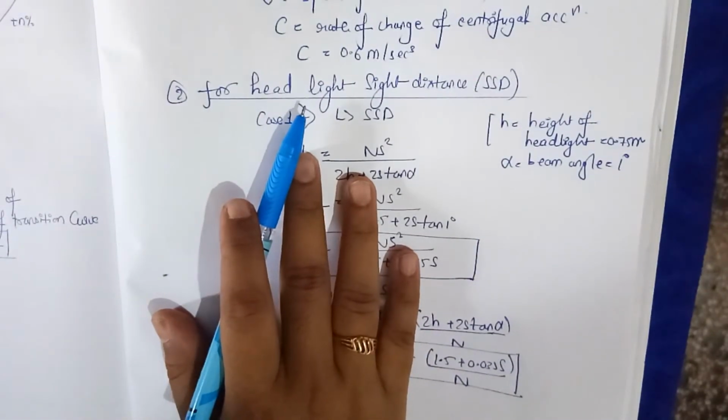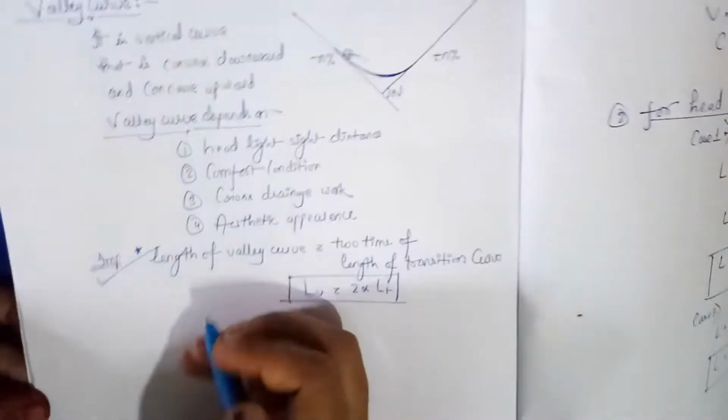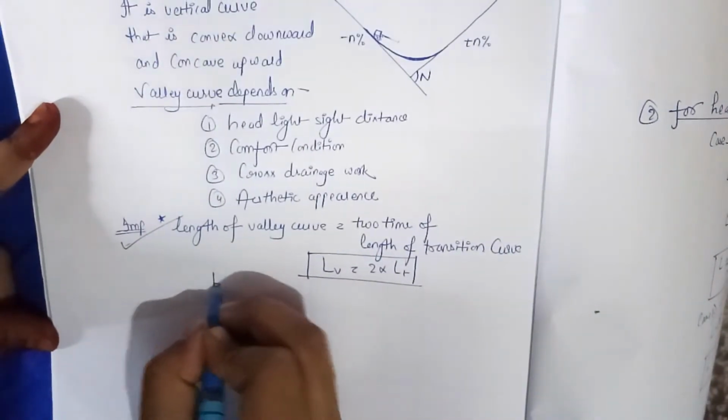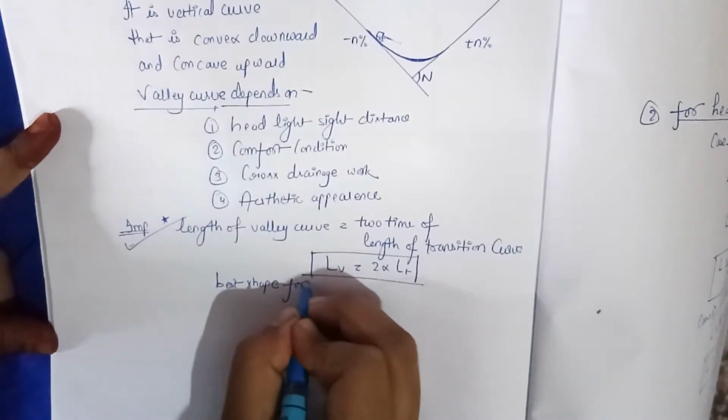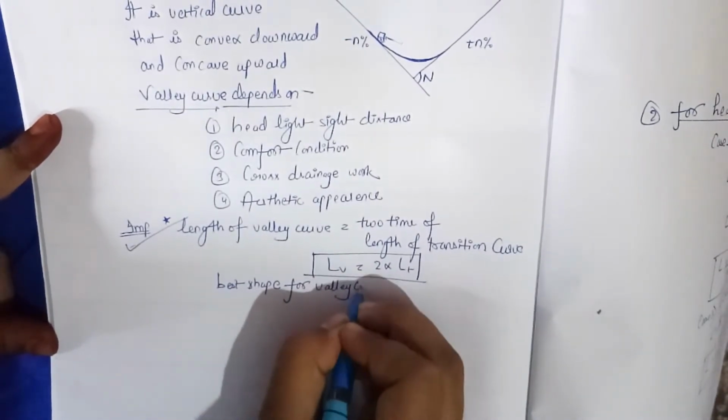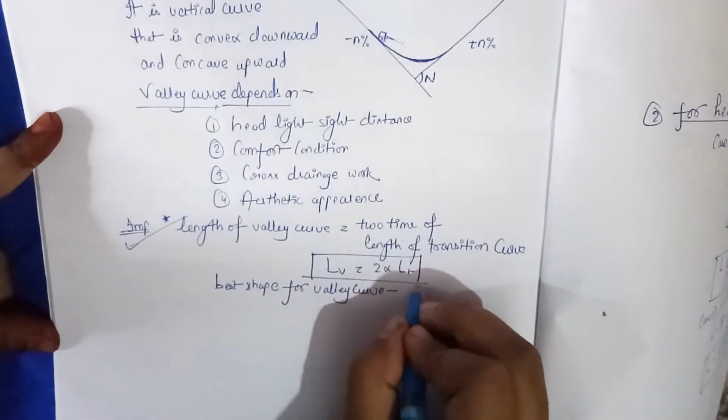And one more important thing, in the question it is generally asked that the best shape for the valley curve is the cubic parabola.